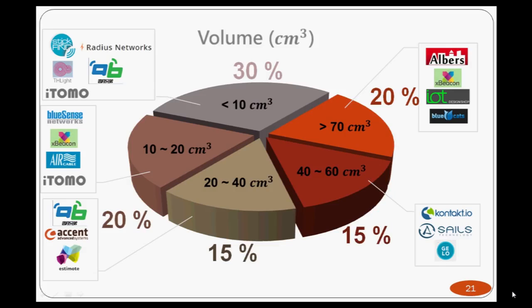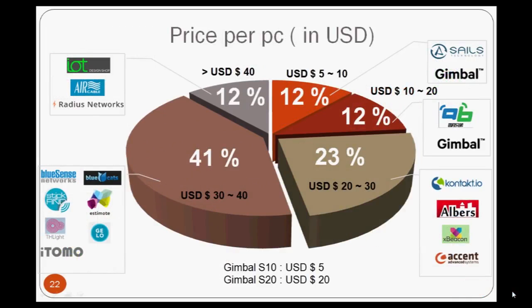As for the volume of the beacon, most are designed to be small so that it can be held in one hand, and of course, easy to install. As for the cost of the beacons, most are between $20 to $40 and some have an MOQ of 3 pieces.